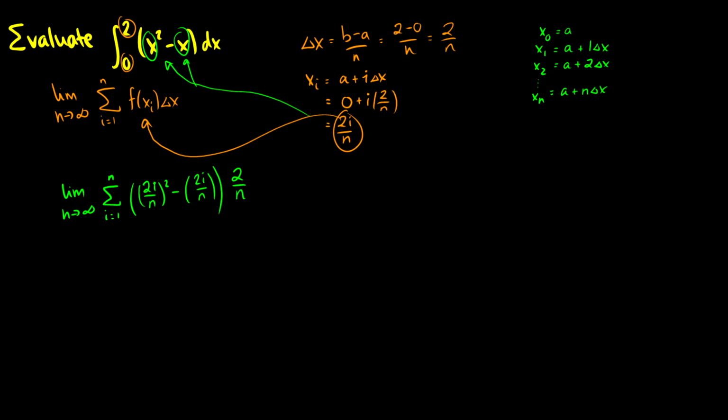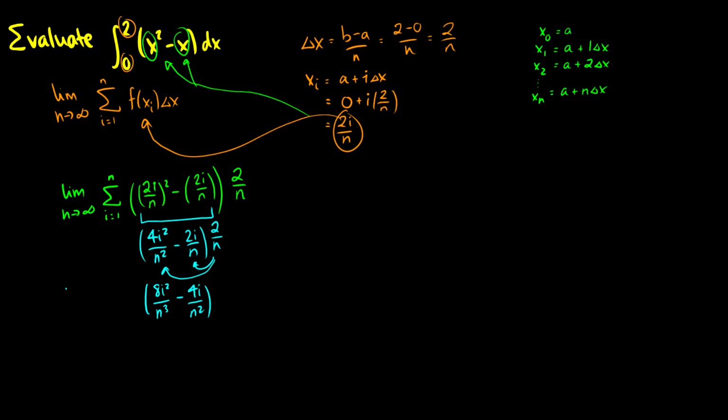Okay, well, let's expand the inside a little bit. I'm not going to rewrite the sum while I do this one step, but this is going to be 4i squared over n squared minus 2i over n, and this whole thing is multiplied by 2 over n. So what I'm going to do is distribute the 2 over n inside. So this will be 8i squared over n cubed minus 4i over n squared.